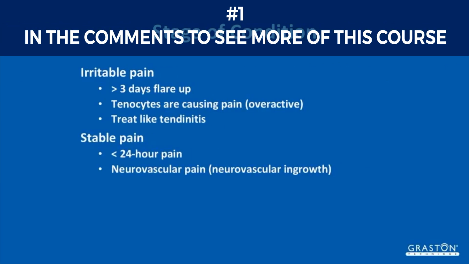So when looking at the stage of the condition, we have to determine, okay, is it irritable pain or stable pain? So irritable pain typically is something that lasts for several days. It may not always be painful, but if there is a flare-up, typically that flare-up lasts for several days. The current theory is that it's the tenocytes that are causing that pain, those overactive tenocytes that are producing collagen in a random pattern, stimulating that scar tissue formation. Again, those tenocytes are being overactive, that angiofibroblastic proliferation. Now, we're going to treat that condition like a tendinitis. So we will look at maybe rest.